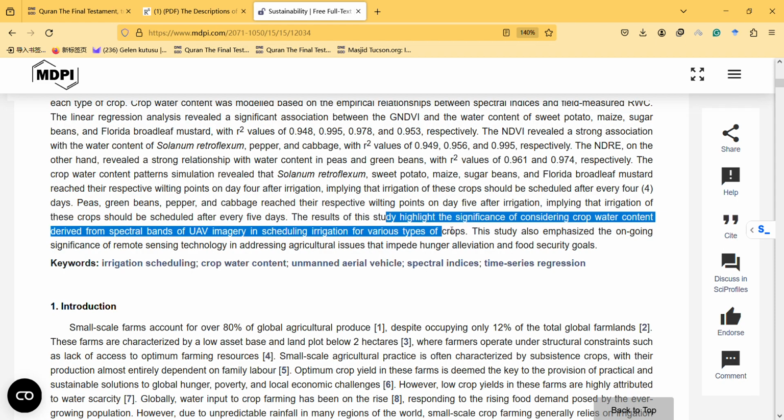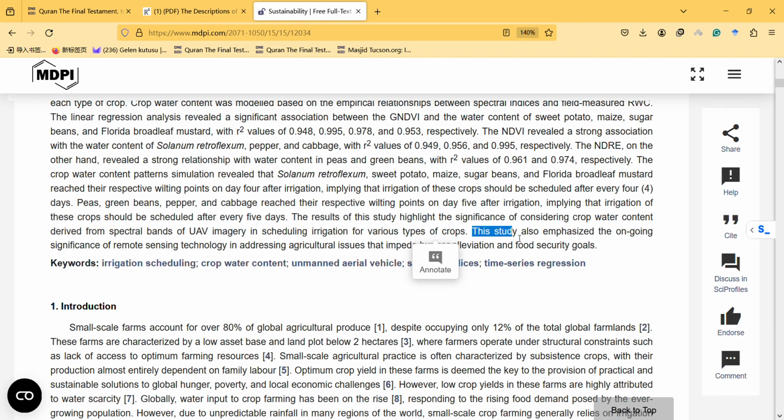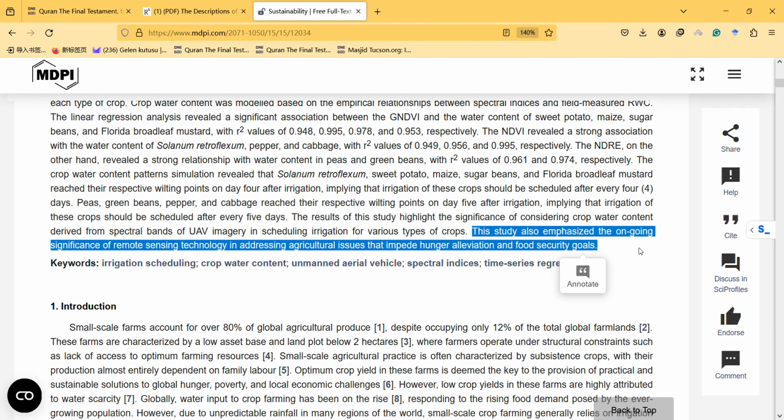The results of this study highlight the significance of considering crop water content derived from spectral bands of imagery in scheduling irrigation for various types of crops. This study also emphasized the ongoing significance of remote sensing technology.